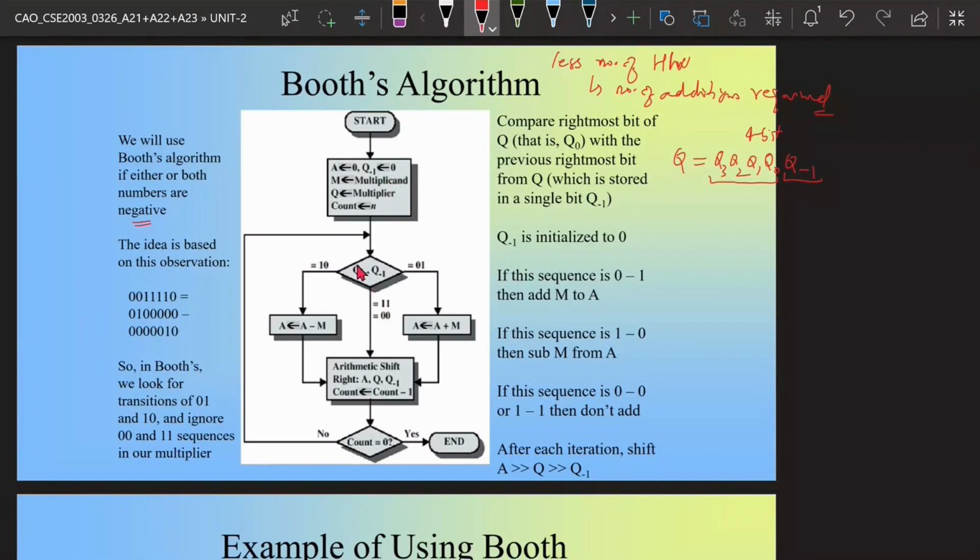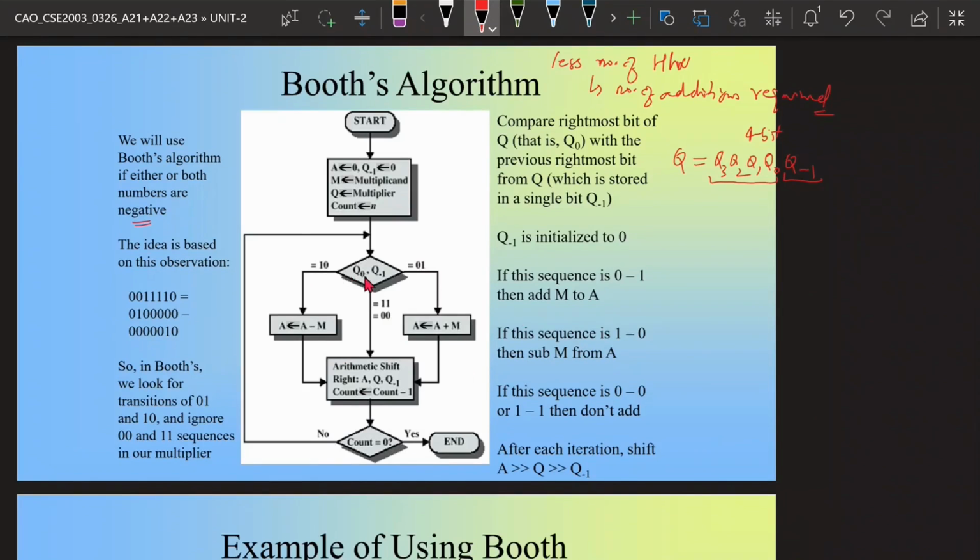So we should be checking the condition whether Q0 and Q minus 1 are 0,0, 0,1, 1,0 or 1,1. If Q0 and Q minus 1 are 0,1, then we should be doing A plus M addition and storing the result into A. And then we will do the arithmetic shift right. We have already gone through arithmetic shift right, in which the sign bit is copied while shifting to the right. So we shift A, Q, Q minus 1 such that the sign bit of A remains the same and is copied while shifting right. We'll see once we go through the examples.